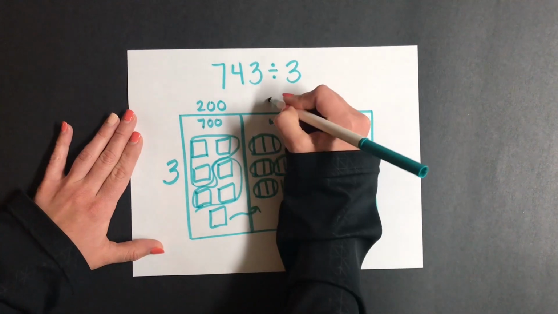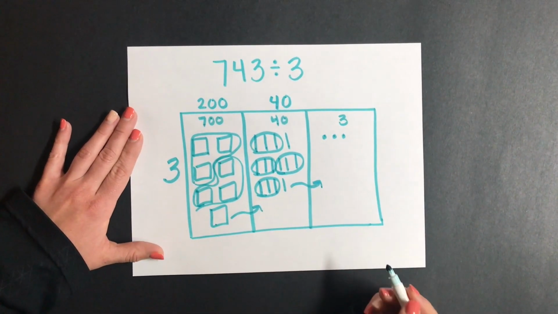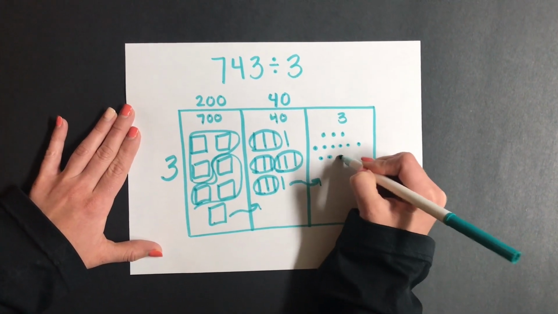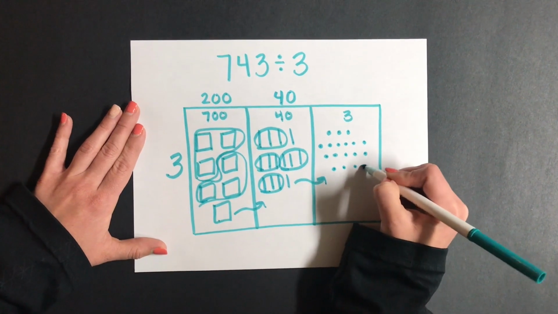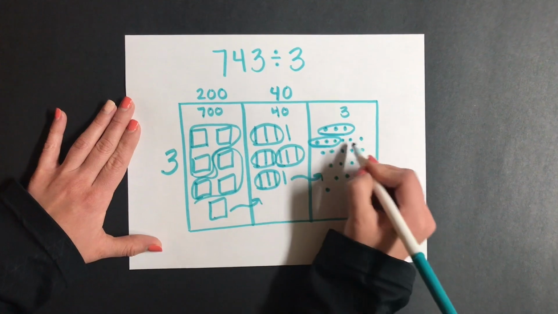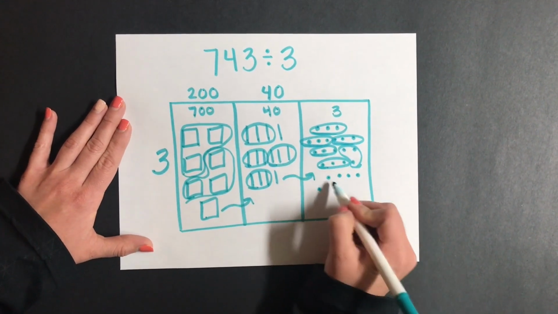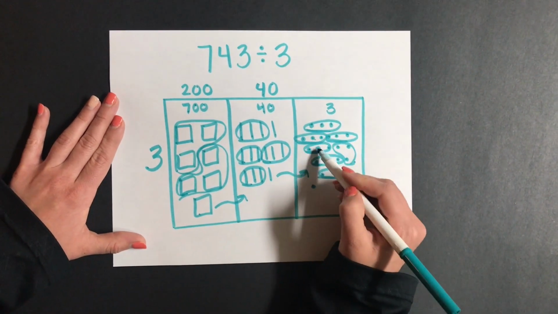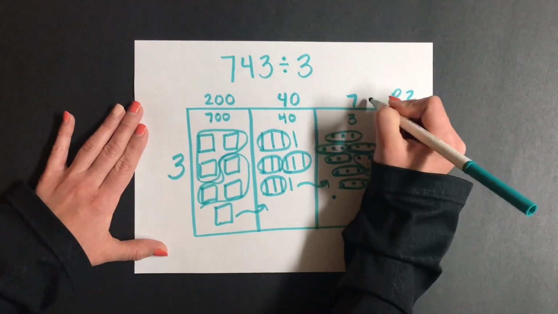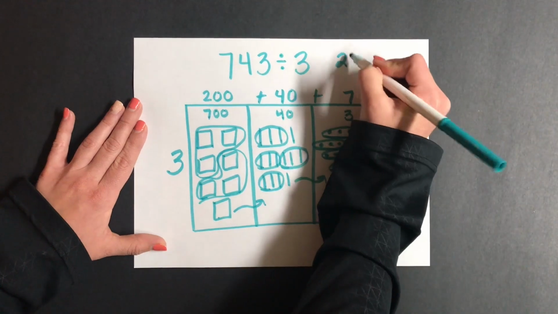Okay, so we were able to make 4 groups, but this is the tens place, so that's gonna be 40. We have 2 tens left that we're gonna move to the ones place. Okay, so we're gonna circle groups of 3 again. So we have 1, 2, 3, 4, 5, 6, 7 groups with 2 left over. So our answer is 247 with a remainder of 2.